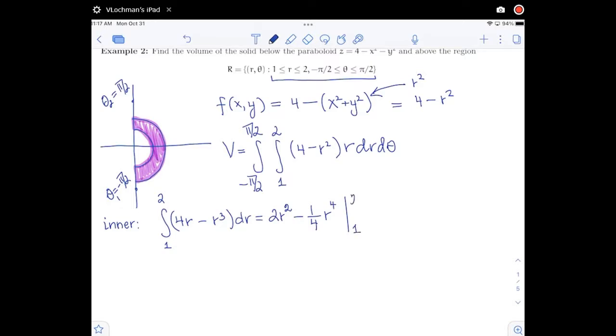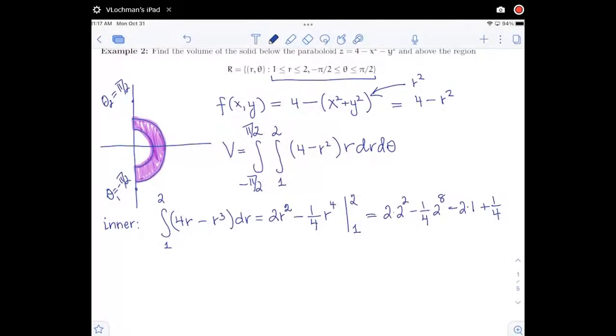We go from 1 to 2. Okay, so if we evaluate this, this is 2 times 2 squared minus 1/4 2 to the 8th power, and then minus 2 times 1 and plus 1/4. Okay, if we do this carefully, we should get 9 over 4. Just plug this into your calculator.